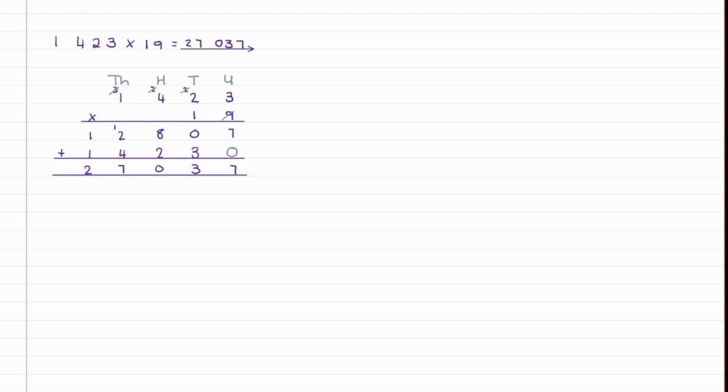Before we continue, have you ever wondered why we write a 0 as a placeholder when we solve our second line? Well, consider the number we are multiplying by. We have been given the number 19, which can be expanded to say 10 plus 9. Now, if we had to multiply 1,423 by each of these, we will see something interesting. We've just worked out that 1,423 times 9 is 12,807.